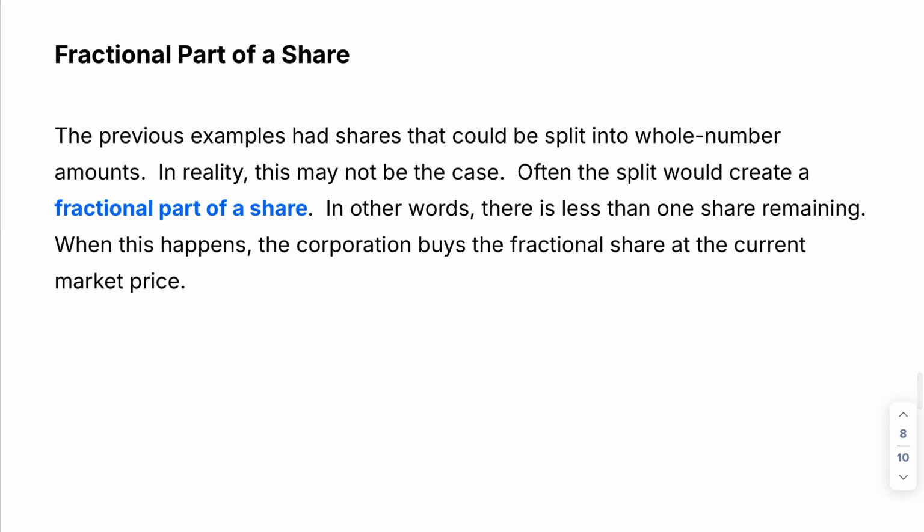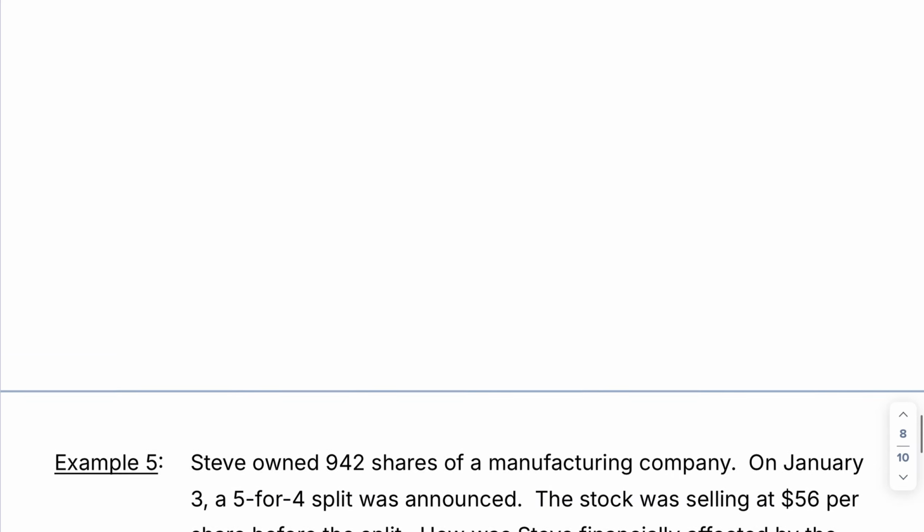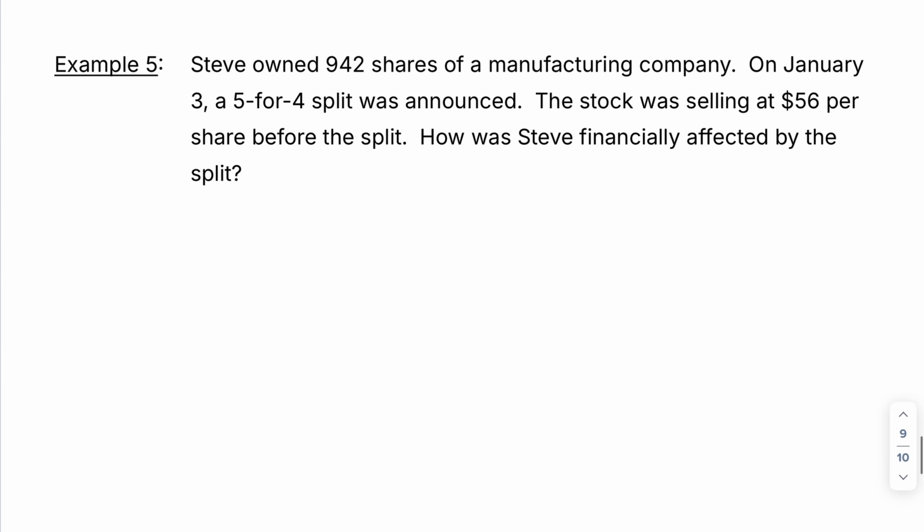Okay, now, one other thing, and this is called a fractional part of a share. In the previous examples, we had shares that could be split into whole number amounts, but in reality, this may not always be the case. Often the split would create what's called a fractional part of a share. So in other words, there's less than one share remaining. In these situations, the company or the corporation buys the fractional share at the current market price. And that's how they resolve fractional part of a share. So let's take a look at example number 5 and see how this works.